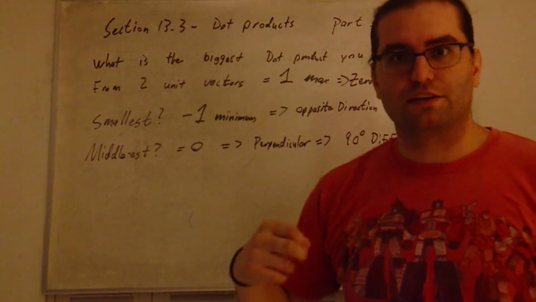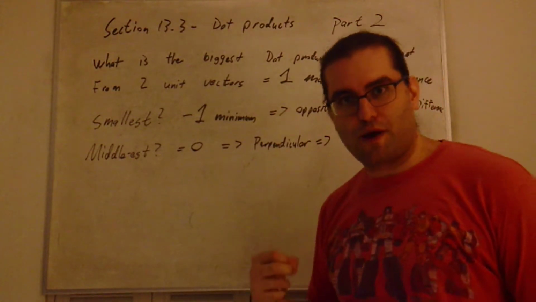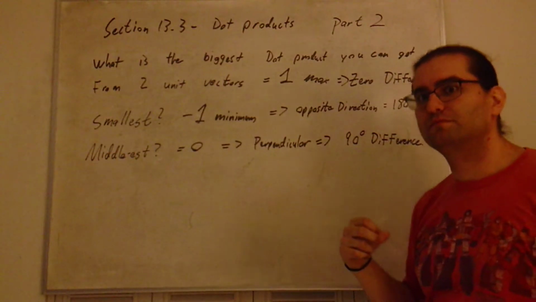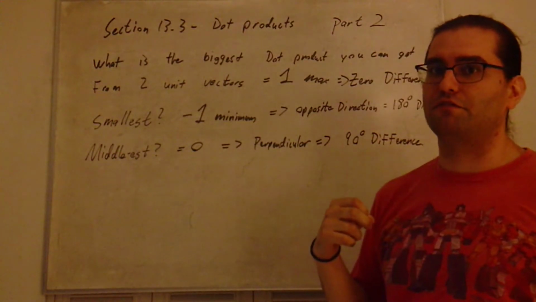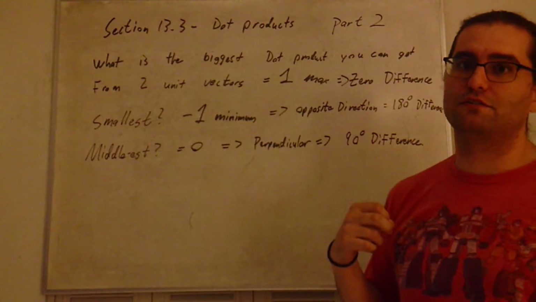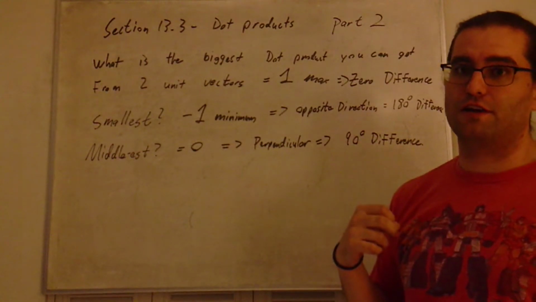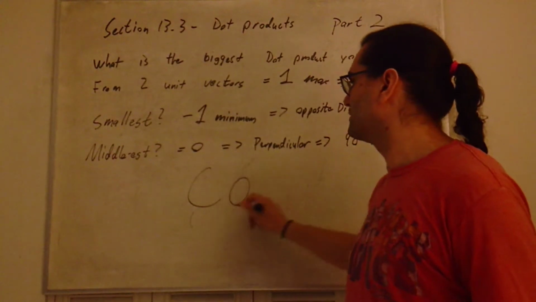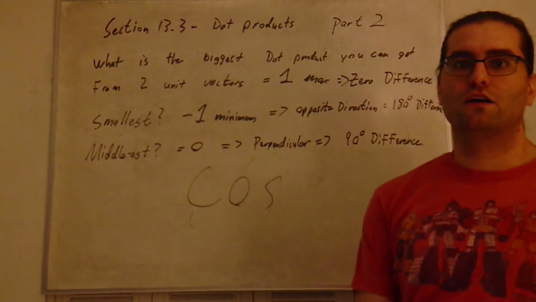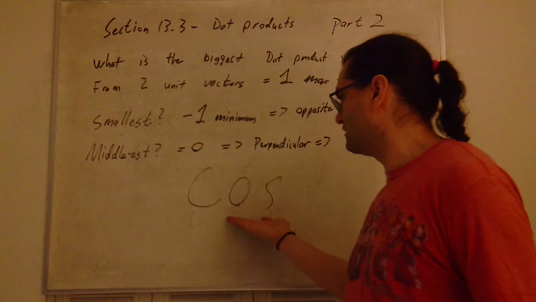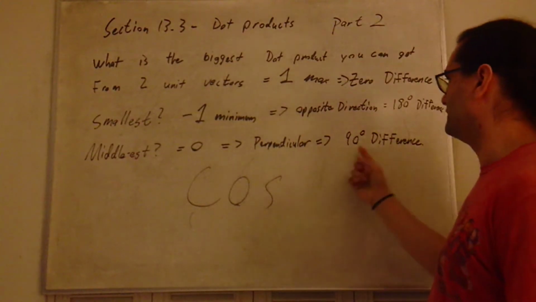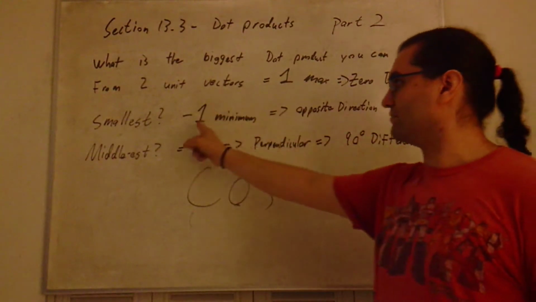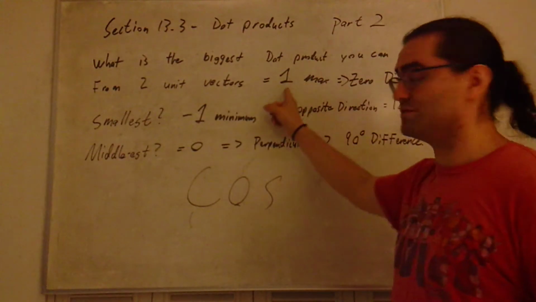I'm kind of talking around it because I want you to think about it, and I'll tell you in a second when I'm done talking around it, but you'll have to wait. If you've already guessed it, then I'm very proud. If you haven't already guessed it, it's the cosine. Cosine of 90 degrees is 0, cosine of 180 degrees is negative 1, and cosine of 0 degrees is 1.